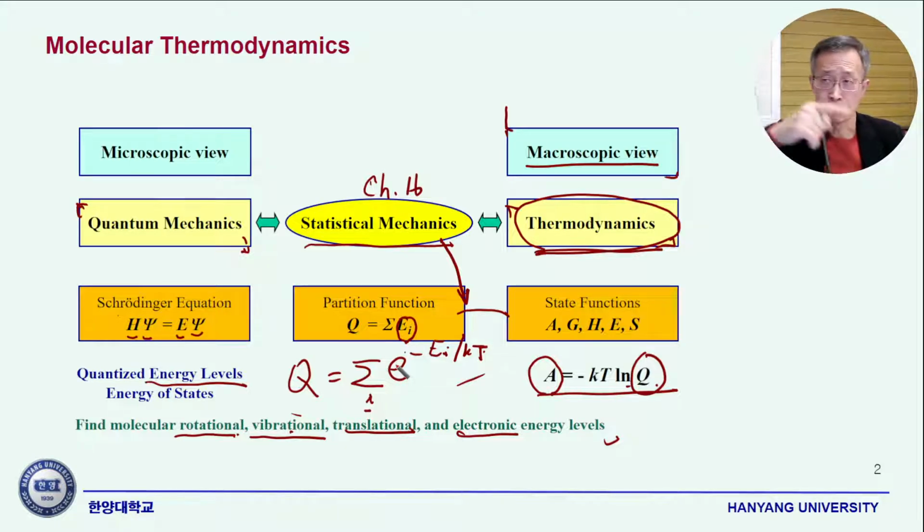So the bulk matter partition function is a product of molecular partition functions, and the molecular partition function is also a product of each individual energy partition function. That's how it works. And then we can get the total partition function, the whole partition function, and then we'll get the bulk matter macroscopic state function. This is the general grand scheme of what we do.